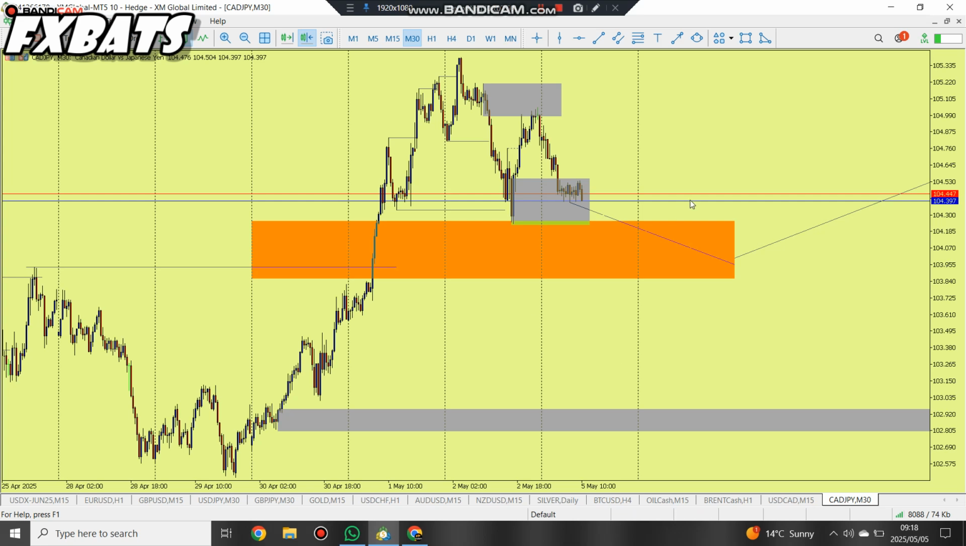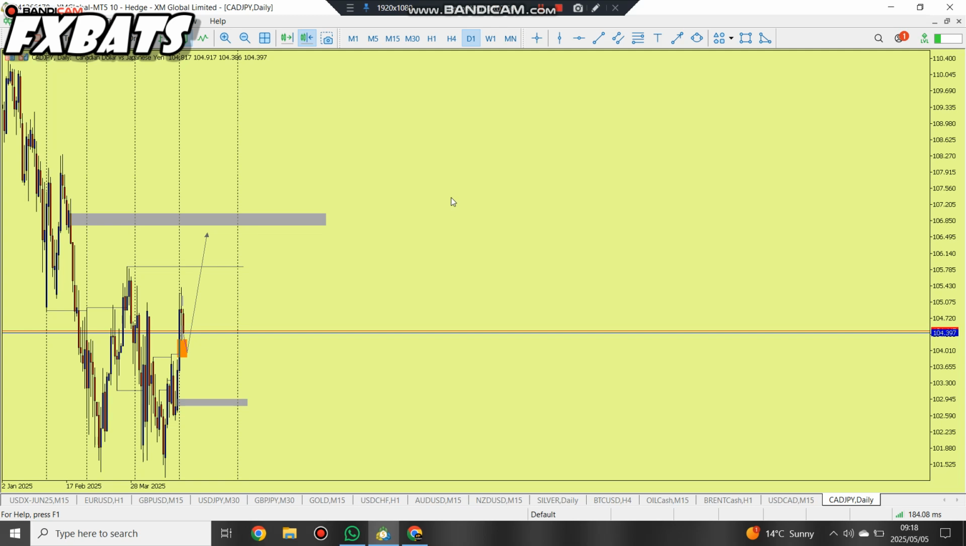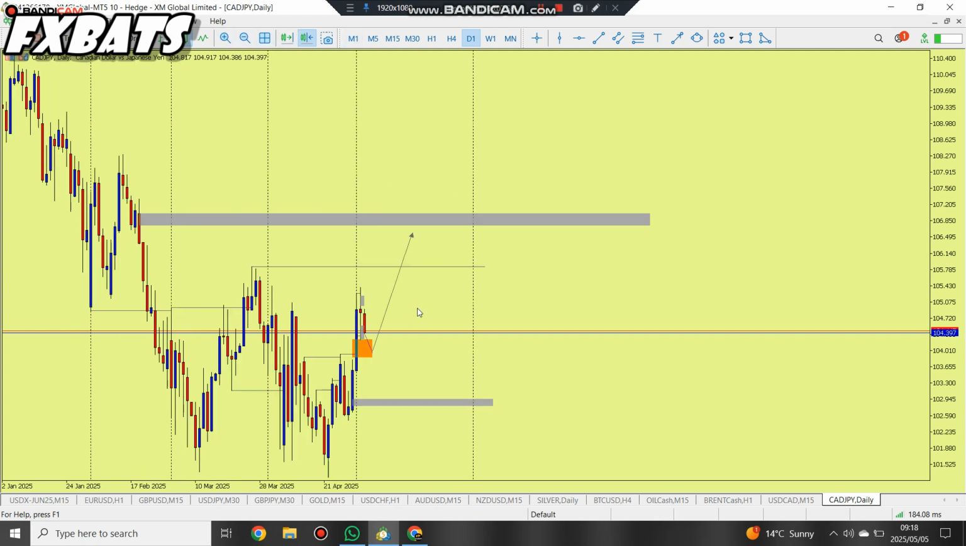CAD JPY, definitely I'm just waiting. I'm looking at this daily fair value gap to see if I could find some entries. I'm waiting to see what's going to happen around this daily fair value gap. It might reject off price, targeting all these highs. This is low resistance liquidity. So I'm also waiting to buy the CAD against the yen, if there will be some strength on oil. So this is what I'm looking for today.